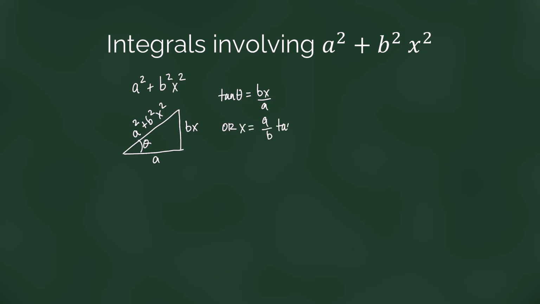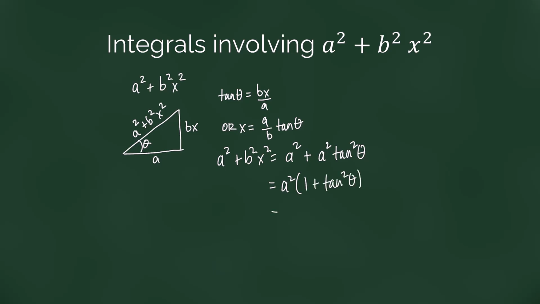That gives us then that x is equal to a over b times the tangent of theta, which means that a squared plus b squared x squared is going to equal a squared plus a squared tangent squared theta. We'll rely again on our trig identities, the Pythagorean identities in particular. Factoring out an a squared, we get 1 plus tangent squared left over, which we know is equal to secant squared. So here we have a squared secant squared theta for our hypotenuse.